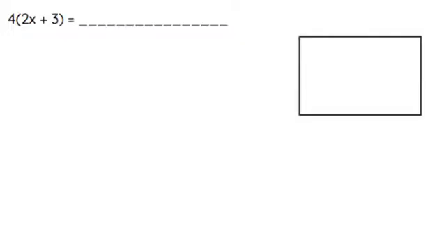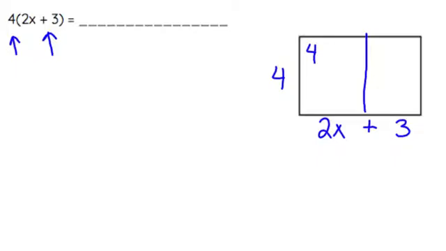Now this next one's a little different, but still pretty easy. When it's 4 times 2x plus 3, again, I can just make my height 4, and the base is 2x plus 3. I see my plus sign, so I'm going to draw a line dividing up that rectangle. Now, the only difference in this problem is that you're doing 4 times 2x.